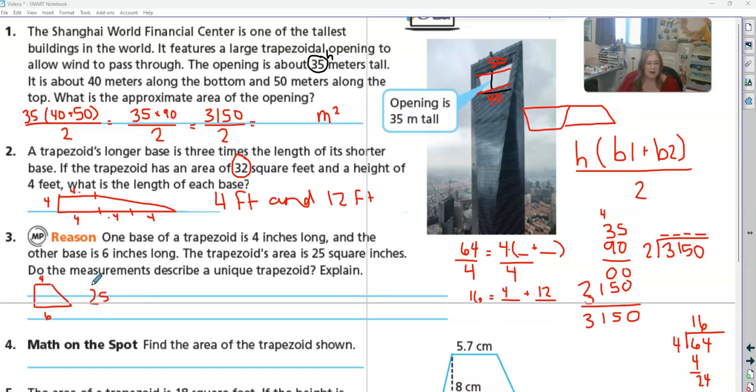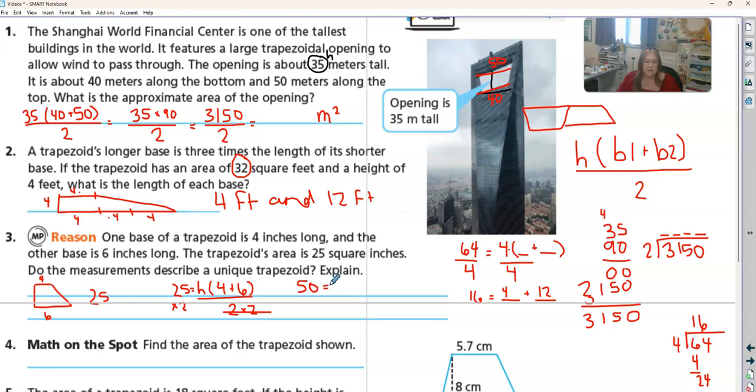So we have an area of 25. So 25 equals the height, we don't know the height, times we'd add our bases, 4 plus 6, then we have to cut that in half. So we're looking for h. We want to get it by itself. So the opposite of divide by 2 is times by 2. So 2 25s makes 50.